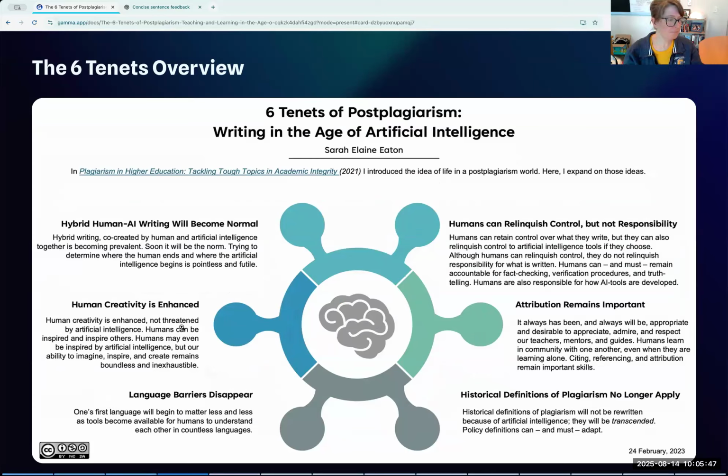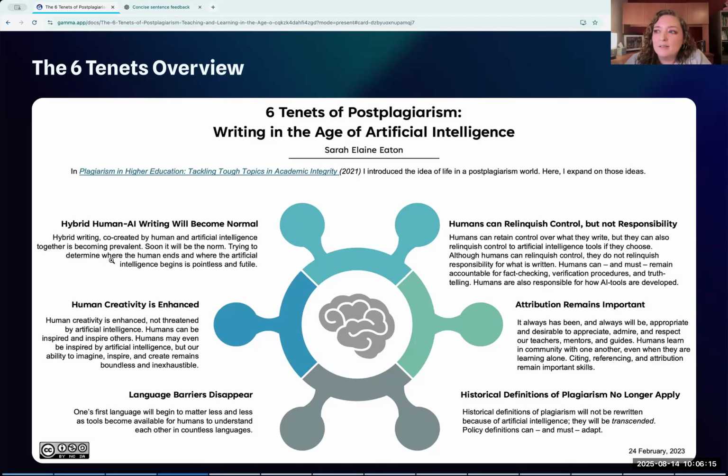Yes. Okay. So this is the image that Dr. Sarah Eaton uses for her 6 tenets of post-plagiarism. So I'll just kind of start on the left and go counterclockwise. Hybrid human AI writing will become normal. So hybrid writing, co-created by human and artificial intelligence together, is becoming prevalent. Soon it will be the norm.